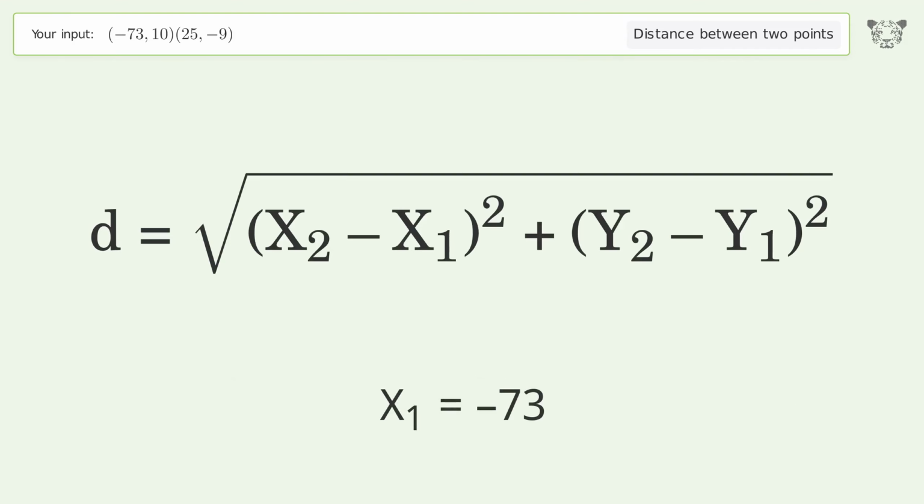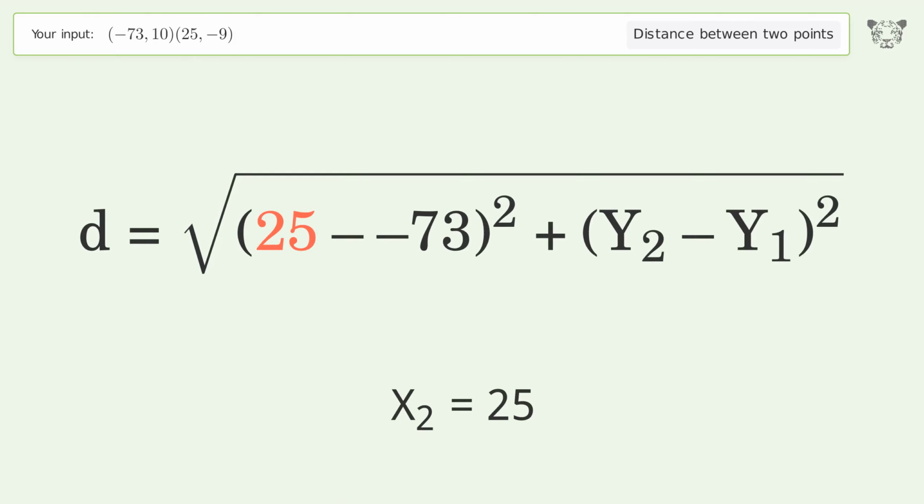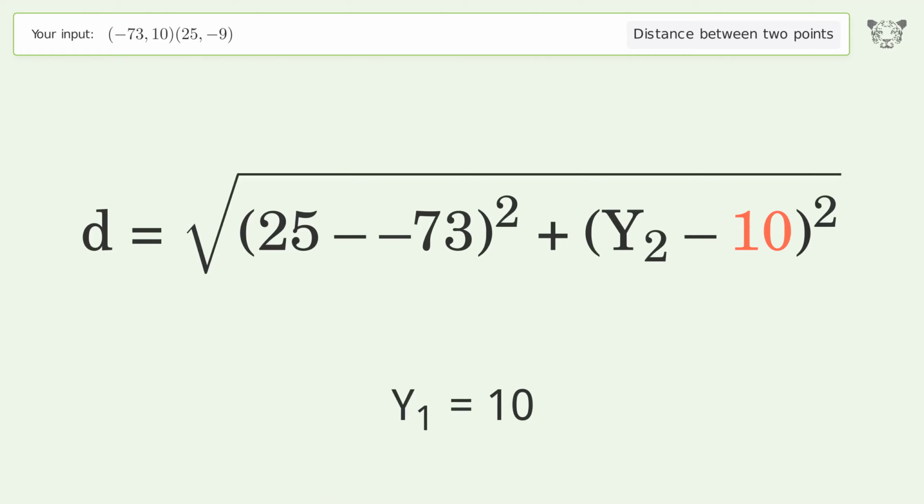x1 equals -73. x2 equals 25. y1 equals 10. y2 equals -9.